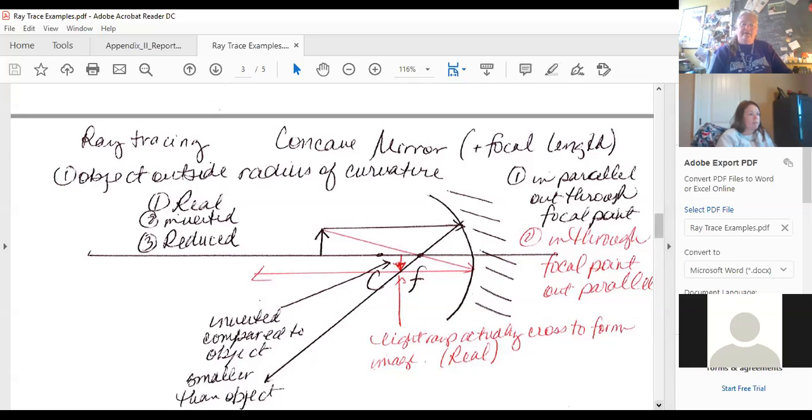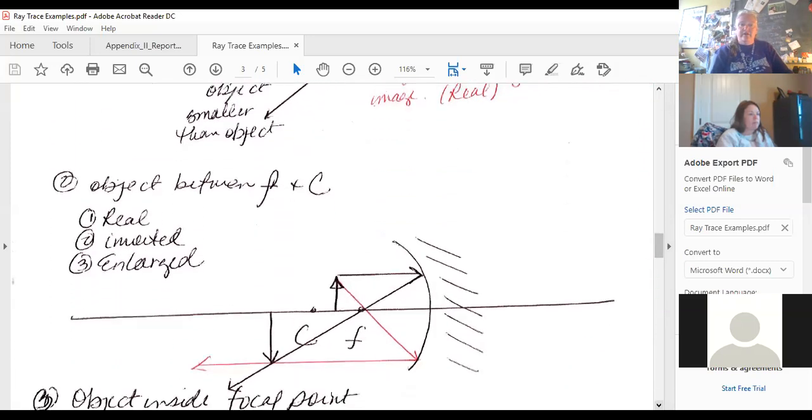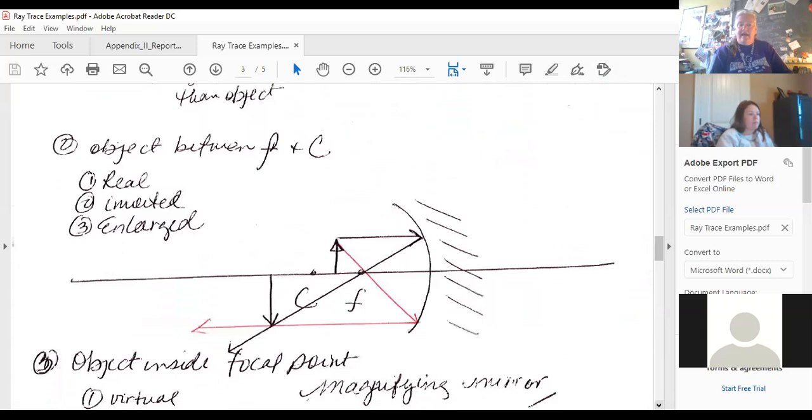Okay. Then we're going to move it in between F and C. And just like we saw before, it gave us a real inverted enlarged image. So in parallel, out through the focal point, in through the focal point, out parallel, and that's where they cross. So it's actual crossing, so it's real. It's inverted and it's enlarged. It's larger than my object. So that's the same thing as we got with the lens, again, for different reasons, but it's the same thing.